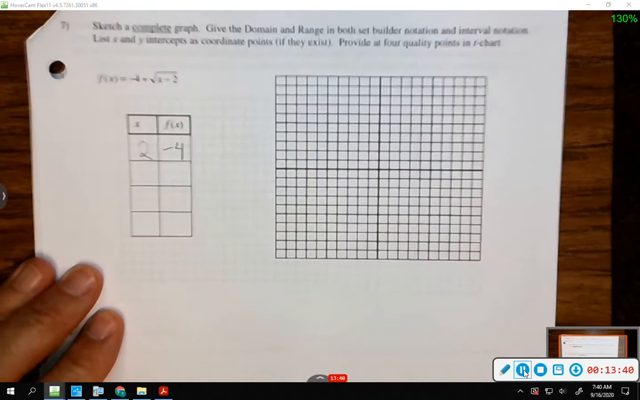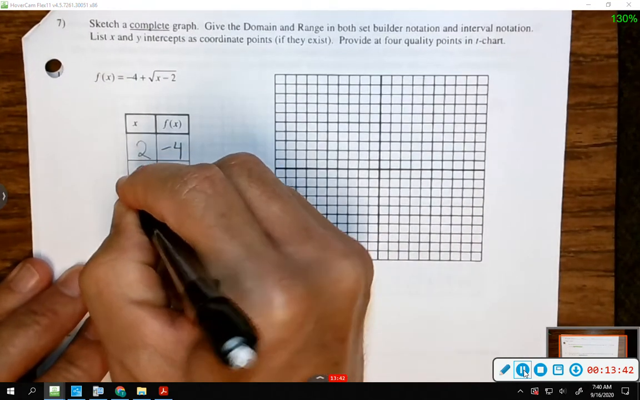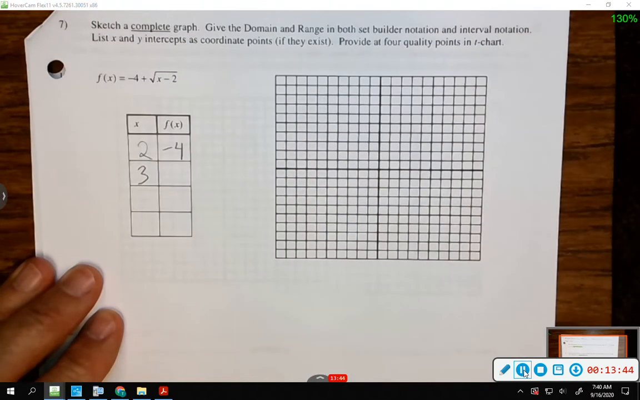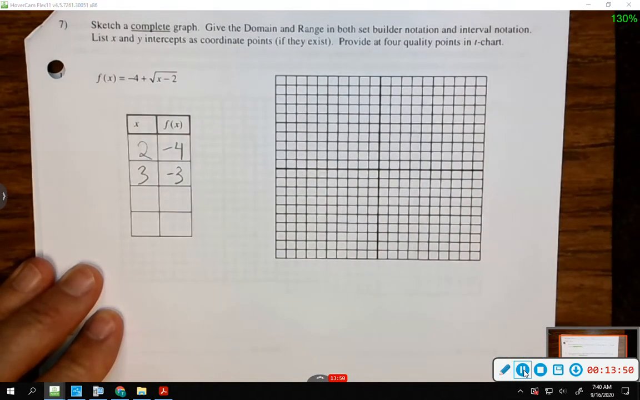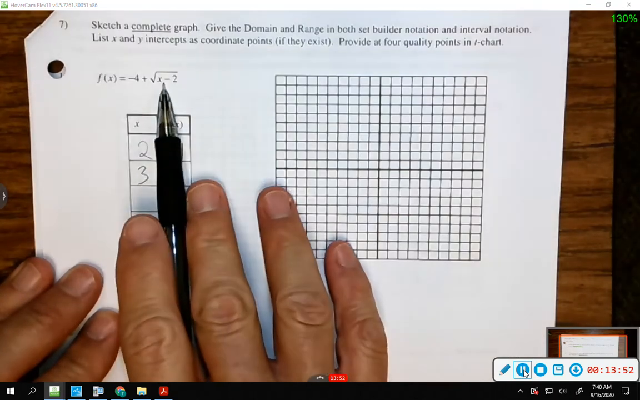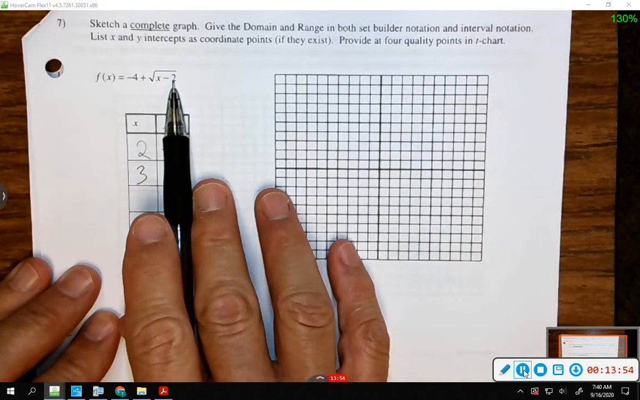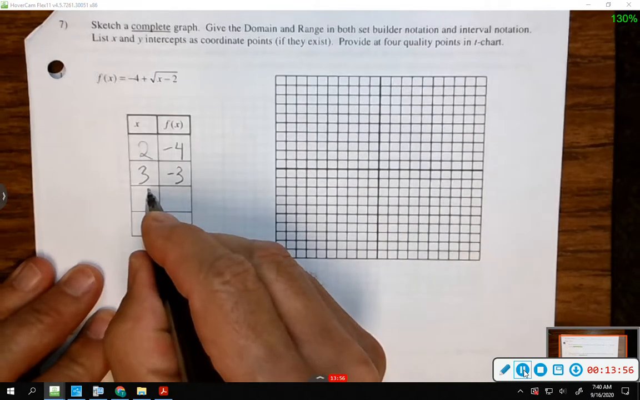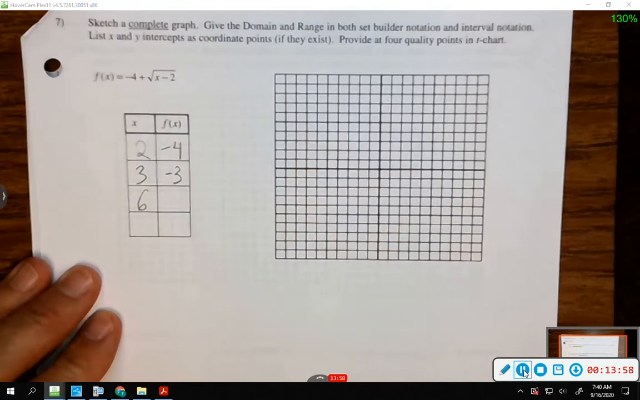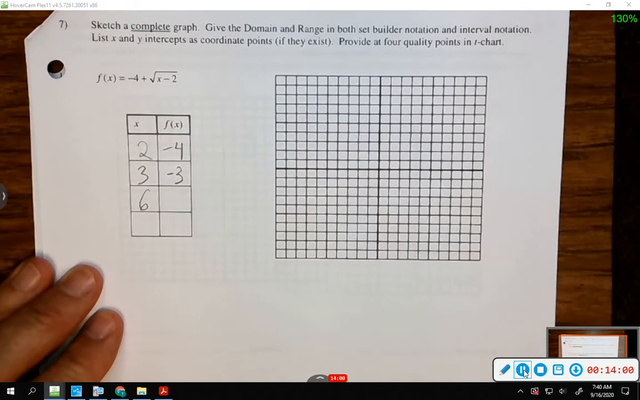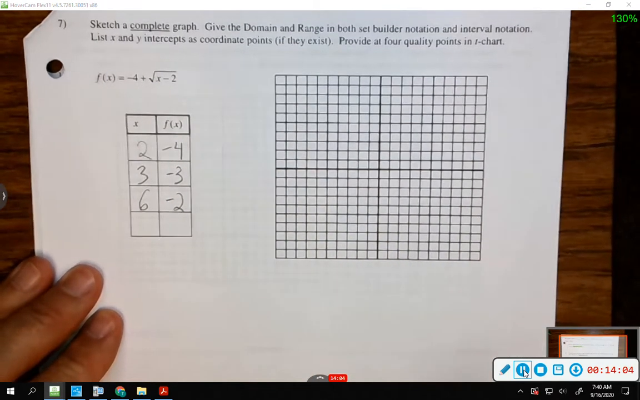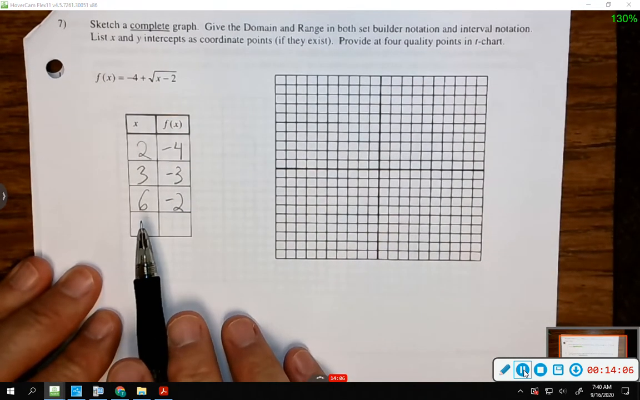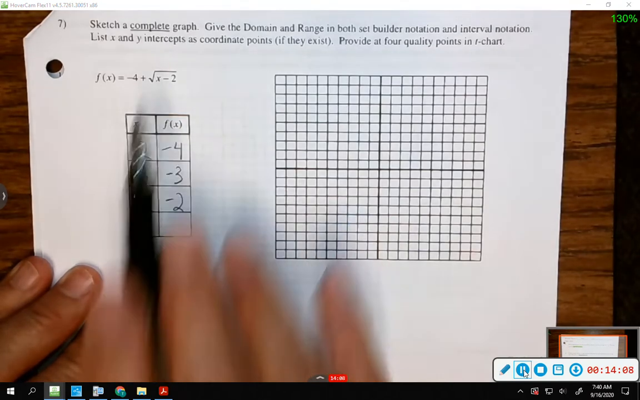Can I plug 3 in? That works out well. 3 minus 2 is 1. Square root of 1 is 1. Negative 4 plus 1 is negative 3. Could I plug 4 in? Yeah, but I'm going to get an irrational number. 5 is going to give me irrational. 6 works well. 6 minus 2 is 4. The square root of 4 is 2. Negative 4 plus 2 is negative 2. And I don't want to plug in 7 or 8 or 9. They all produce irrational numbers.